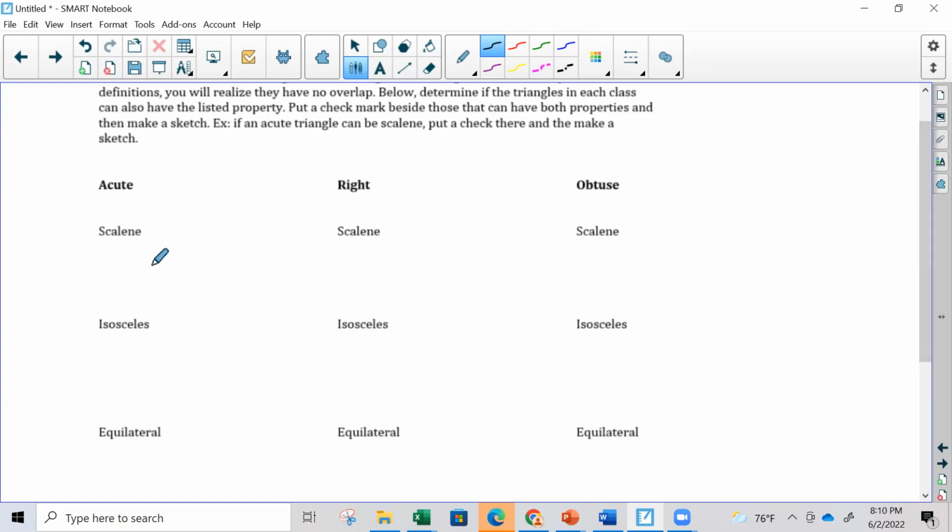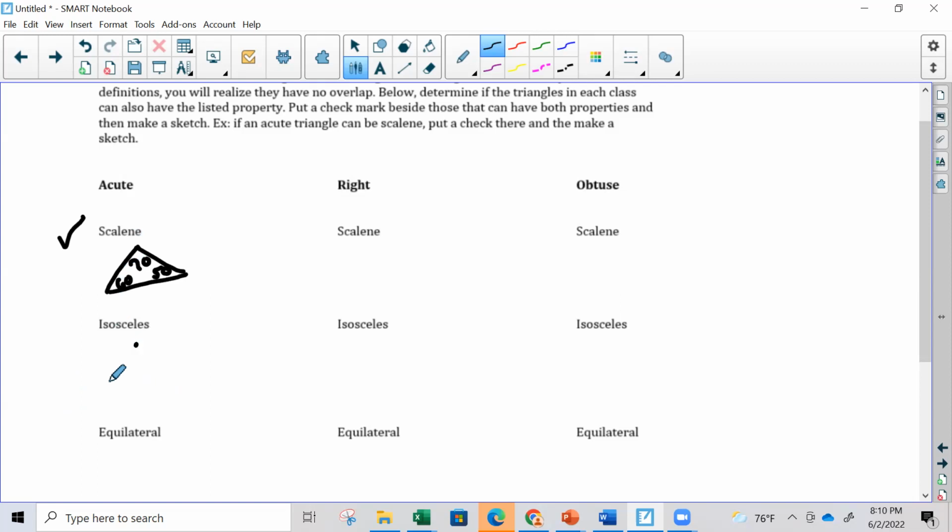Okay, so a scalene means that all the sides are different, and you can have an acute triangle with all the sides different. It means all the angles are different measures. So if I have an acute triangle, we could do 60, 70, and 50 would be an example. So probably be 70, 60, and 50, because that adds up to 180. And they're all less than 90. So that's just one specific example.